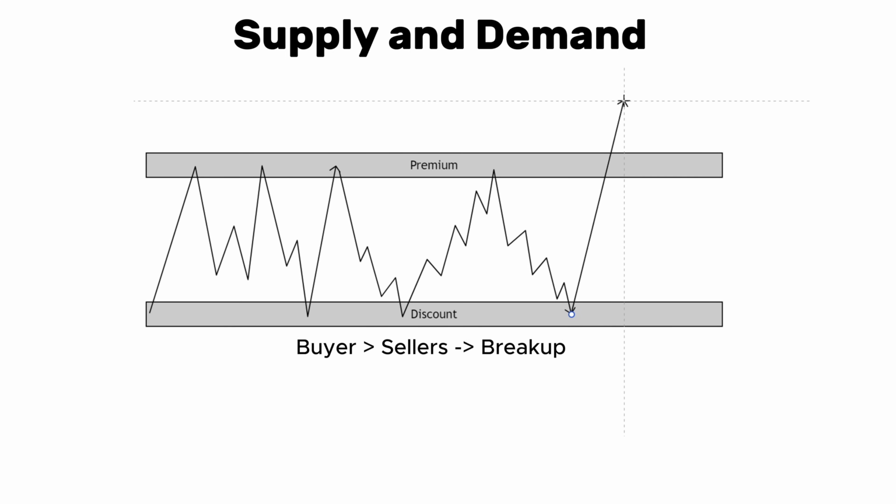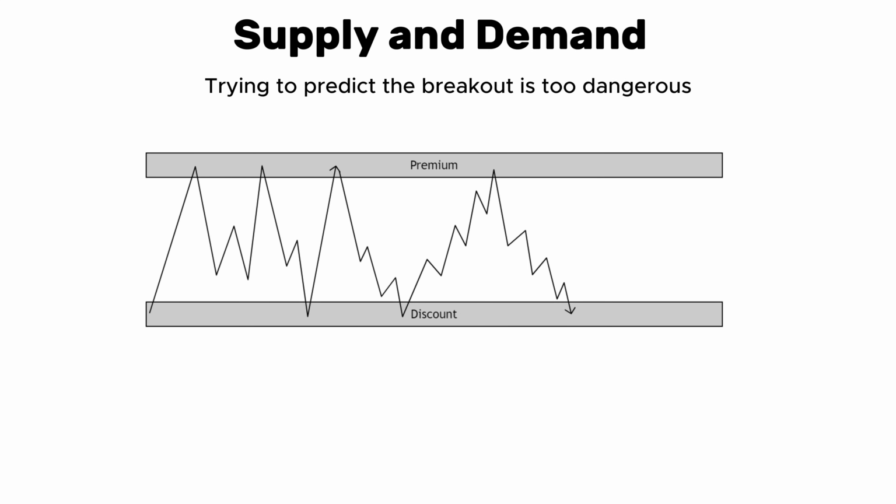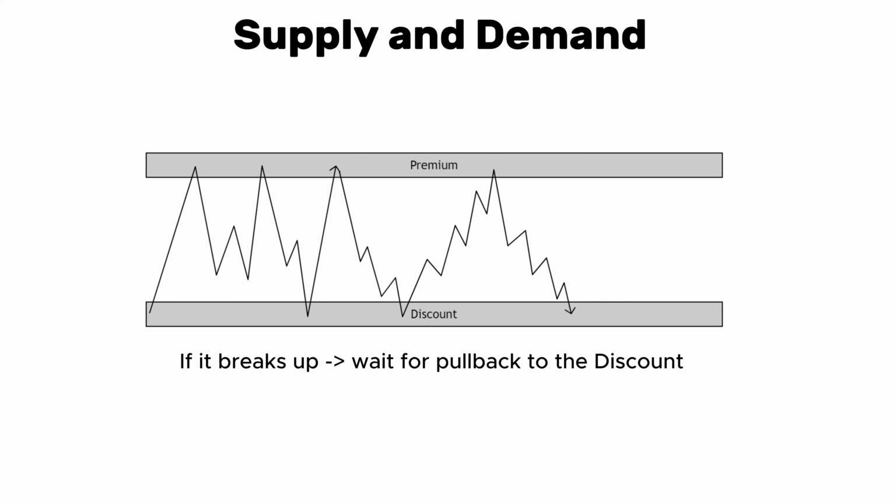If the buyers have more strength than the sellers, price breaks the consolidation to the upside to look for more liquidity to absorb into the market. Now, we don't trade the initial breakout because that would be like trying to predict if the breakout happens to the upside or to the downside, and we don't know where it will break out. And the second reason we don't trade this is because we might be buying at an already high price, so potentially having a low quality setup. What we actually look to do is to wait for price to eventually come back down near the discount zone.